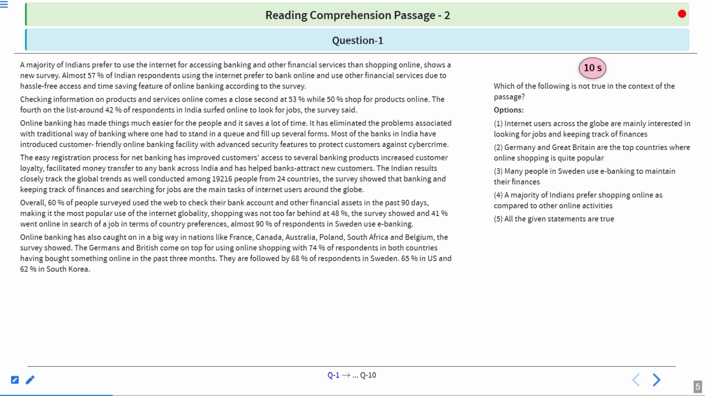Option 2, Germany and Great Britain are the top countries where online shopping is quite popular. Option 3, many people in Sweden use e-banking to maintain their finances. Option 4, a majority of Indians prefer shopping online as compared to other online activities. Option 5, all the given statements are true. I hope you understood the options and you have 10 seconds to choose accordingly.